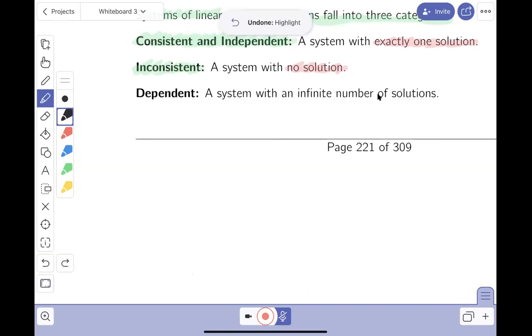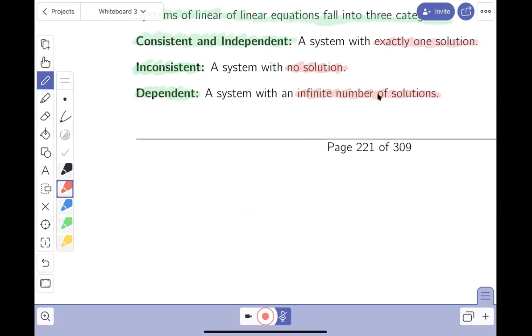All right, let's go to the third one. The third one says dependent. This might be more difficult to understand. What is a dependent system? It's a system with an infinite number of solutions. So the first one says exactly one solution. The next one says no solutions. The third one says an infinite number of solutions. Let me draw a picture of lines where they intersect everywhere. They have everything in common. So I put a line down, and then I put another line down. For them to have all the points in common, they'd have to be intersecting everywhere. They're the same line, same exact line.